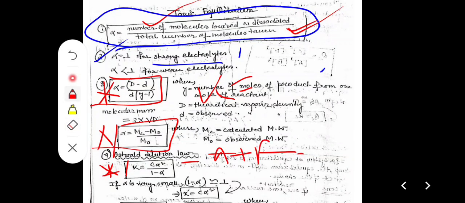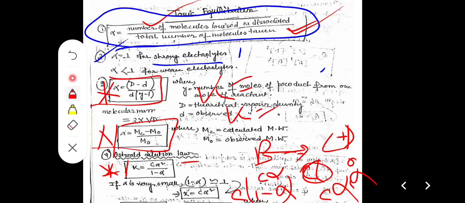A plus B BC. I think this is not that. Into, that should be 0. C1 minus alpha, C alpha. Similarly, plus D, that is 0, C alpha.